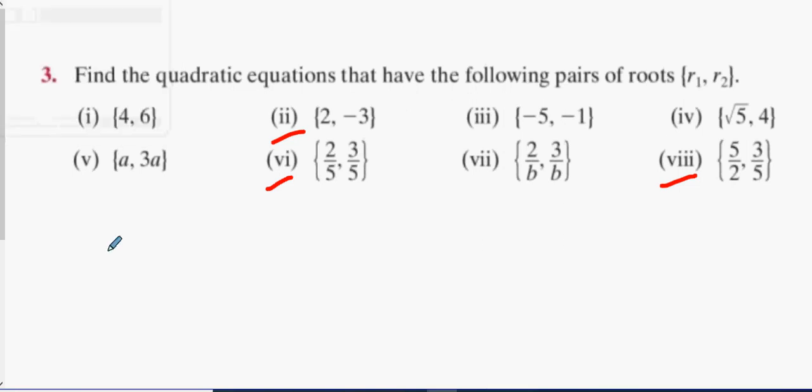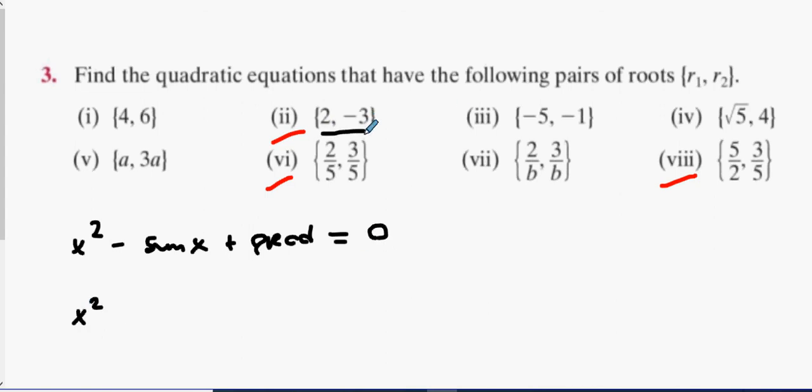First one's handy, isn't it? x squared minus sum times x plus product. So, Luke, what do you get for the first one? What's the sum when you add them together? x squared minus 1. What's minus 1? And what happens when you multiply them by each other? 2 times minus 3. Yeah, that's the first answer done, yeah? Are we good with that?